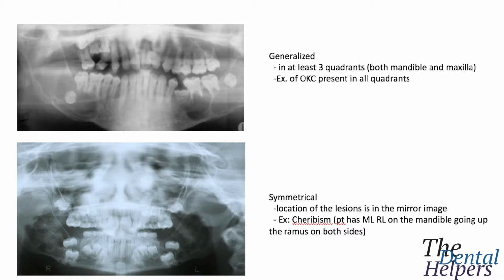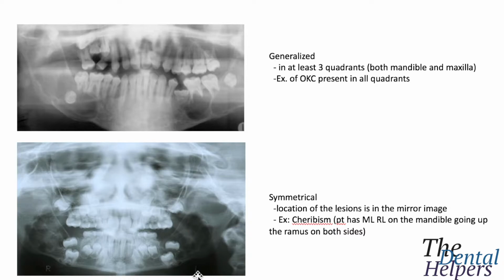Generalized means that it's going to have to be in at least three quadrants, meaning that it's going to be in both the mandible and the maxilla. If we look at this image, we see that there's a lesion right around here. There's one right here. We have some more showing up here, some right here, and we see it all over the place. So this is an example of an OKC that's present in all quadrants.